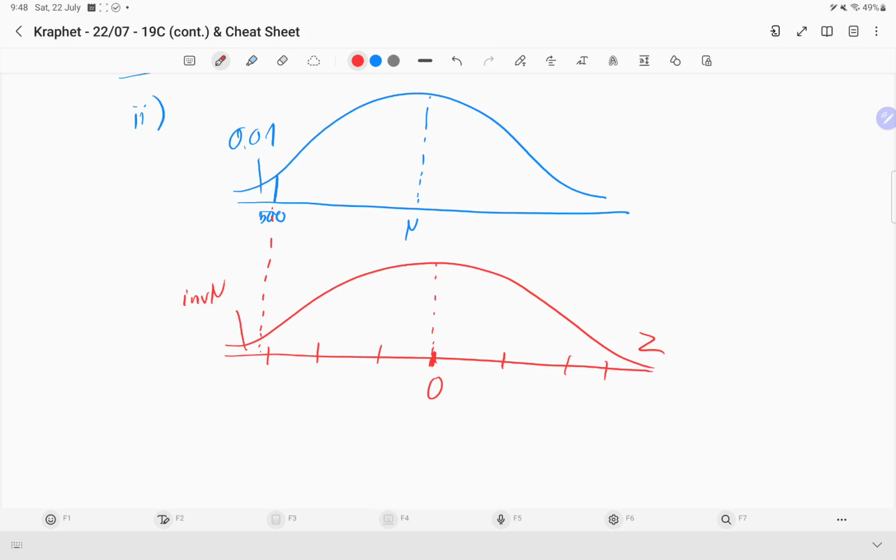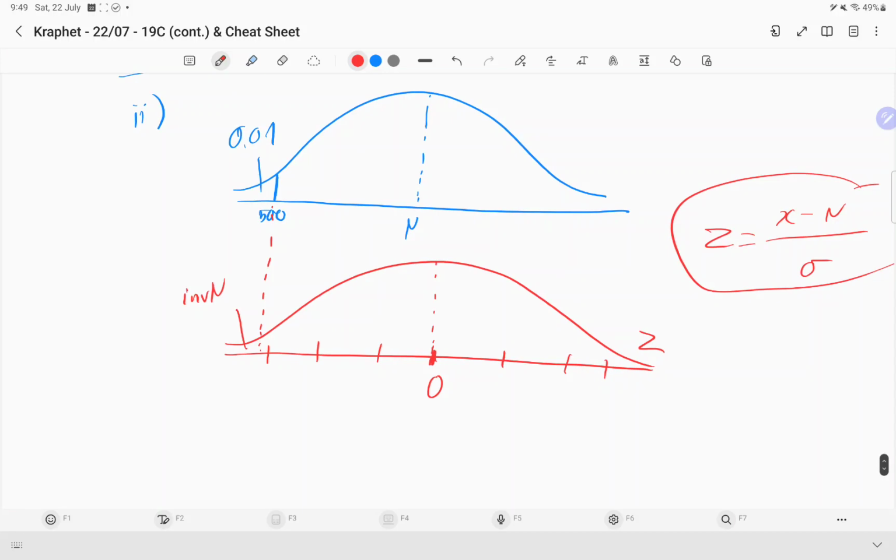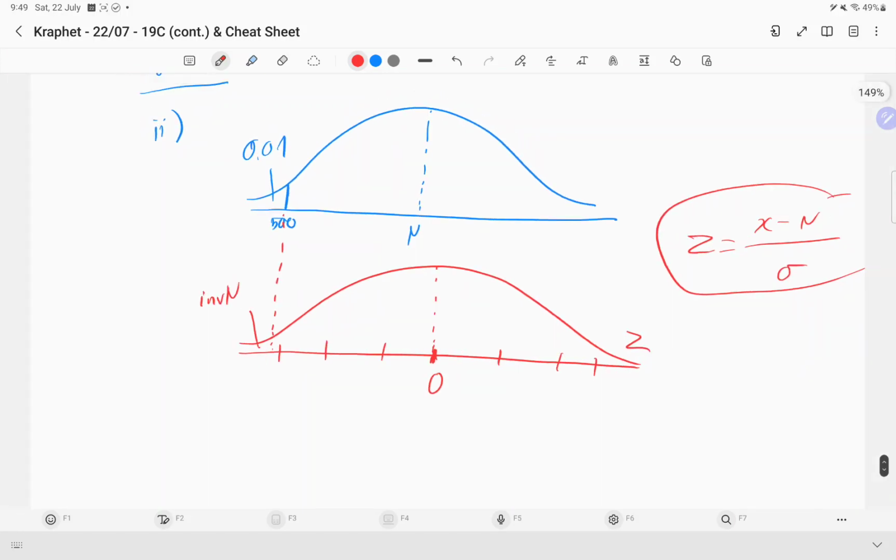No, you don't have it. You need to know it by heart. It's a standardization formula. So Z is x minus mean over sigma. That one, you have to memorize it. So the standardization formula is Z equals x minus mean over sigma, and you can find the Z value of 500.